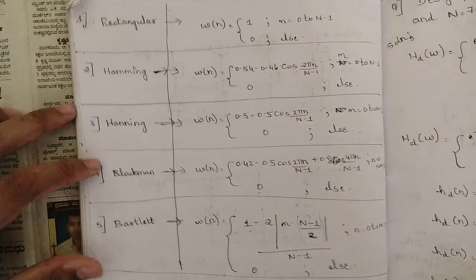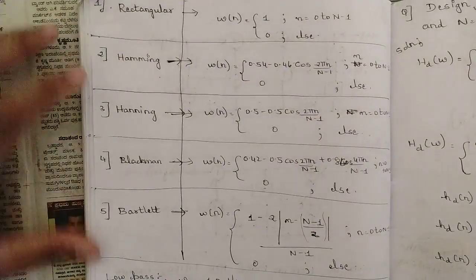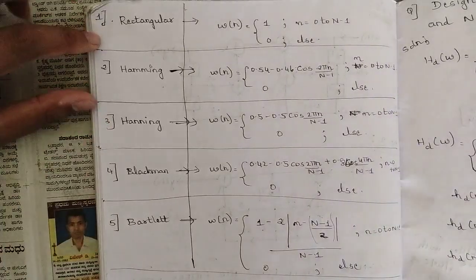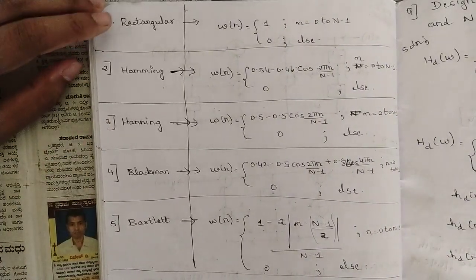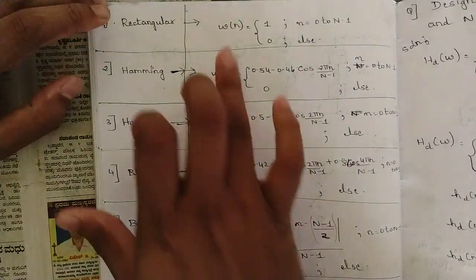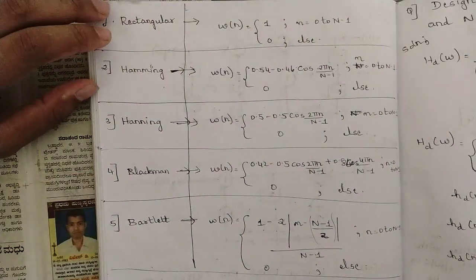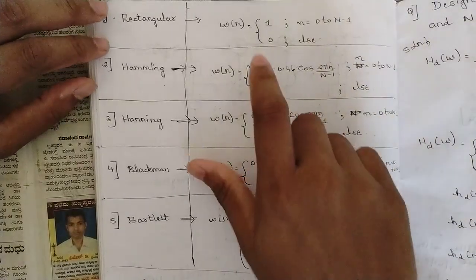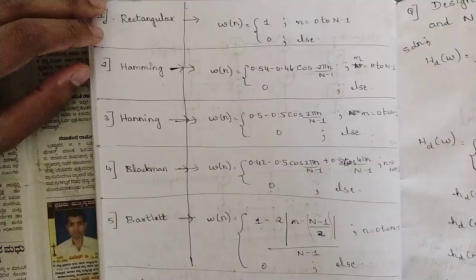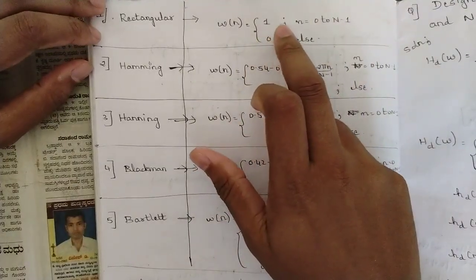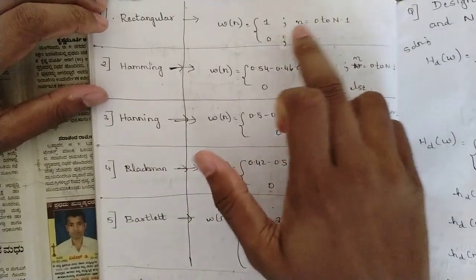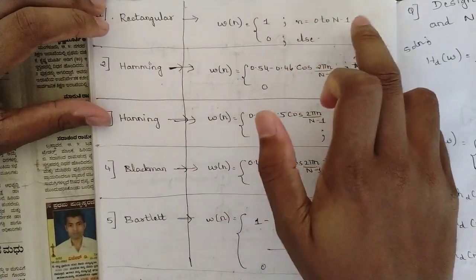Here I have listed all 5 windows and a set of formulas for them. The first window is the rectangular window. For the rectangular window, the value of the window function omega n is equal to 1. It is a constant 1 for all values of n from 0 to N minus 1.